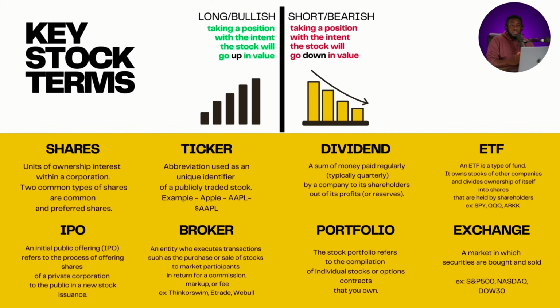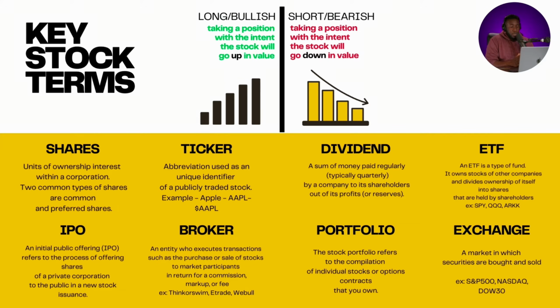Now, an ETF is a type of fund. It owns stocks of other companies and divides ownership of itself into shares. So an ETF would essentially be a compilation of specific companies that form the ETF. One ETF that we trade here is SPY. We also trade QQQ as well.